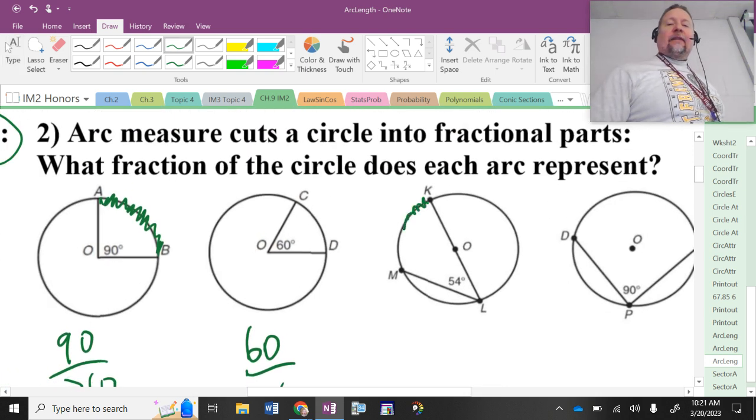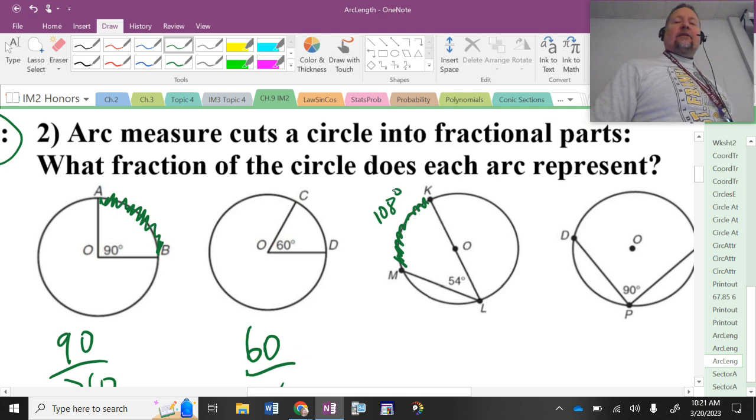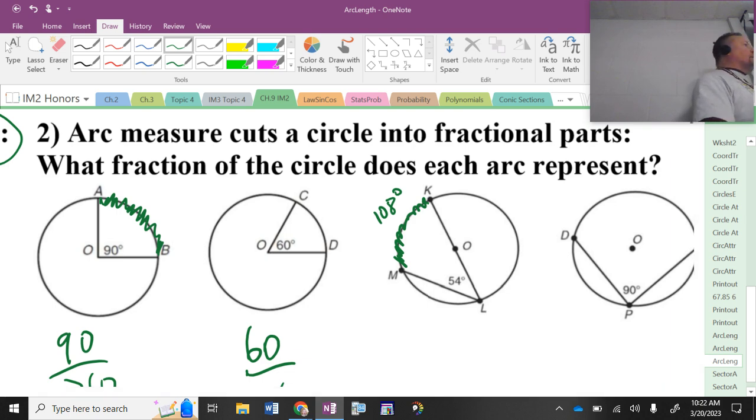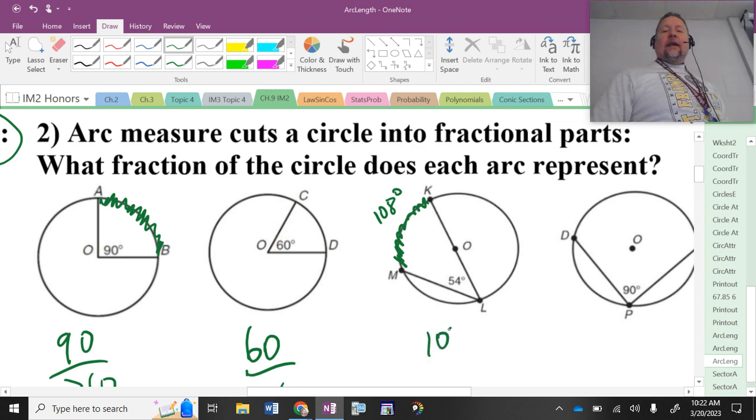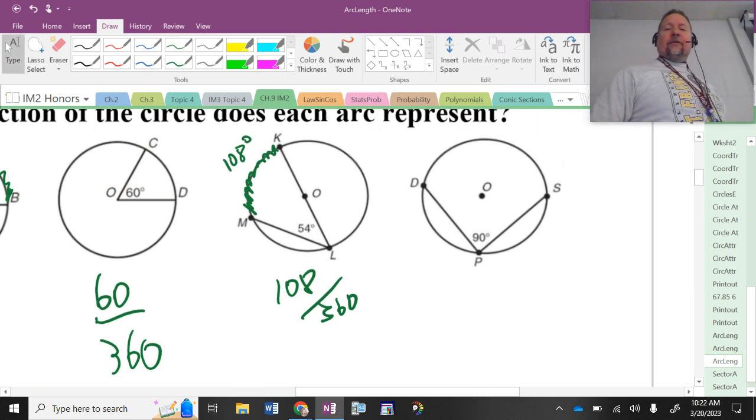If I wanted to find this arc length, what portion of the circle does this represent? Well, this is 54, so this is 108 degrees. That's last week's stuff. All right, I know that an inscribed angle, the arc it cuts is double. All right, so this is 108 divided by 360.